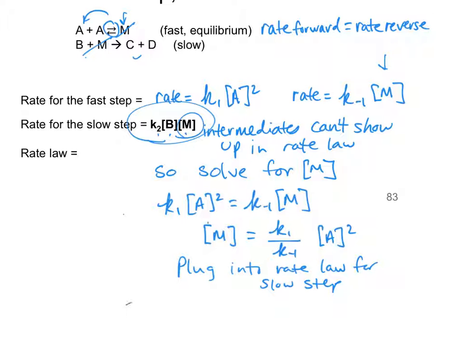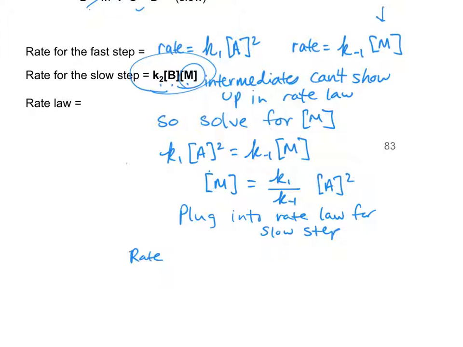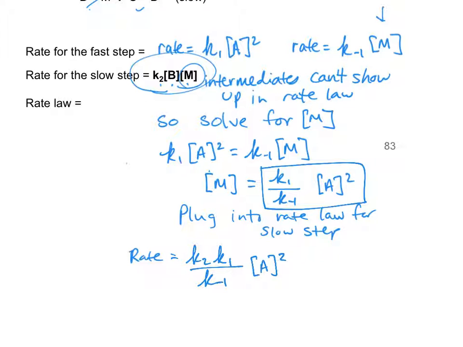And we'll find we have the rate equals K2. I'm going to go ahead and substitute in all of this. It's K2 times K1 divided by K minus 1 times A squared. And don't forget, we still have B.